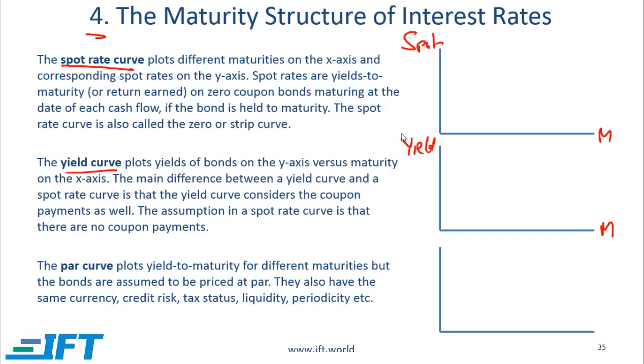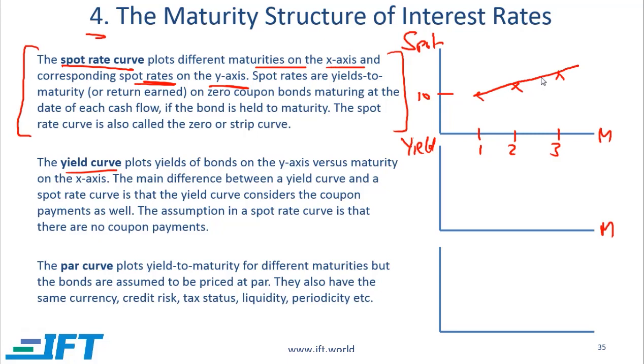Now let's get into a little more detail. We've talked about spot rates before, but this statement over here elaborates the concept. The spot rate curve plots different maturities on the x-axis and corresponding spot rates on the y-axis. So, for example, let's take the government bond market. You might have a situation where with 1 year maturity, the spot rate is 10%. With a 2 year maturity, the spot rate is 11%, and 3 year maturity, the spot rate is 12%. So this would be the spot rate curve.